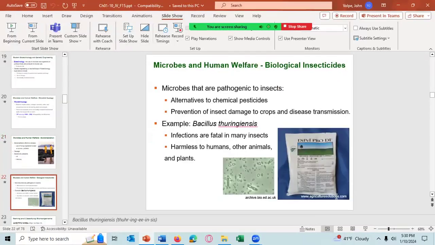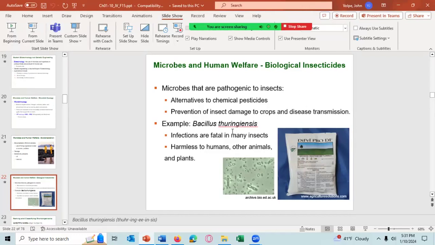Microbes can be used to make biological insecticides. Microbes that are pathogenic to insects can be alternatives to chemical pesticides. These alternatives are usually not as toxic as the man-made pesticides. And we can use these microbe-made insecticides to prevent insect damage to crops, as well as prevent disease transmission, particularly disease transmission of plant diseases.